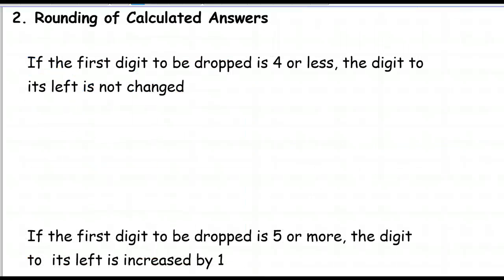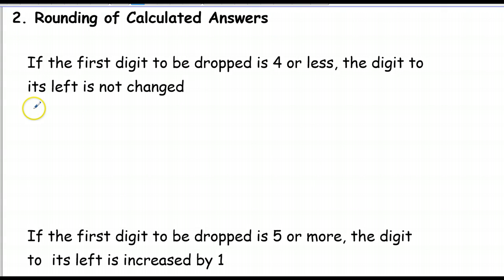Okay, so now on to rounding of calculated answers. When we get our final answer and we decide how many significant figures it should have, we're most likely going to have to learn how to round. Okay, so if the first digit to be dropped is 4 or less, the digit to its left is not changed. So let's just look at a couple of examples of this.